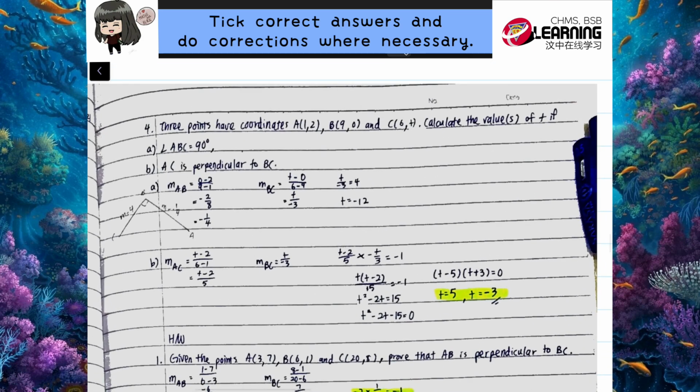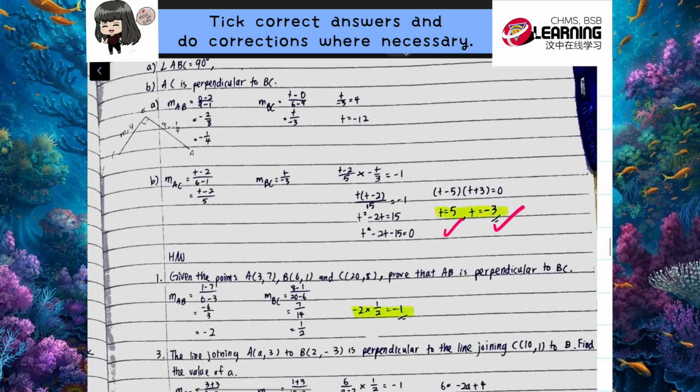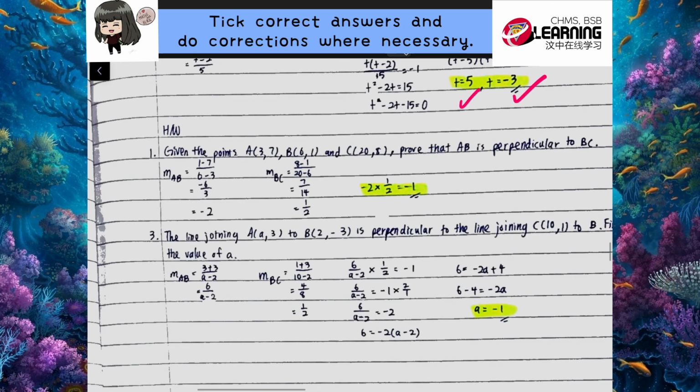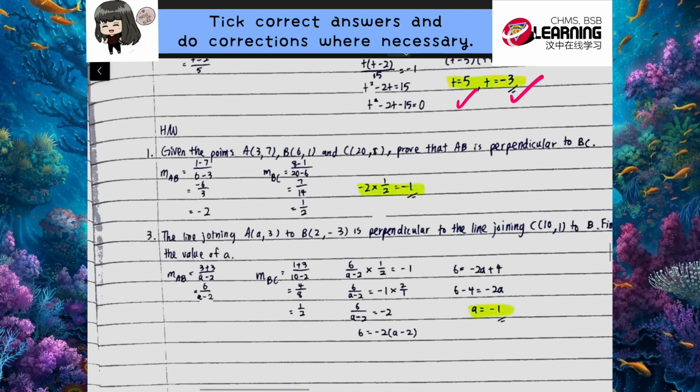Then we look at number 4a. We did this also before. T is 5 and negative 3. And this is your homework. I think there's no problem for homework. I think all of you got it correct. Please double check again your gradient, negative 2, gradient half. And then to prove that they are perpendicular, you must show this one out. These two times together is negative 1. So you have 3 ticks here.